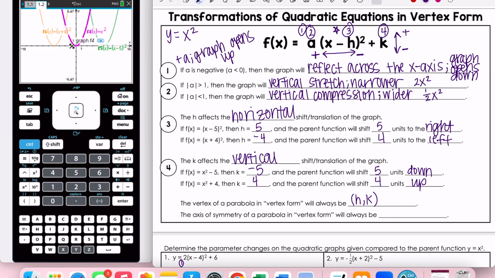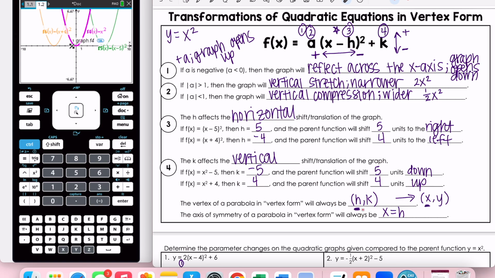Now, what this also can tell you is your axis of symmetry. Remember that your vertex is still an ordered pair, and all ordered pairs have an x and y value. So here, guys, h is the value of x. So when I'm trying to write out the equation for my axis of symmetry, when my equation is in vertex form, the equation will be x equals h. So x equals, I'll look at the inside of the parentheses, and I'll write down the opposite number of that.